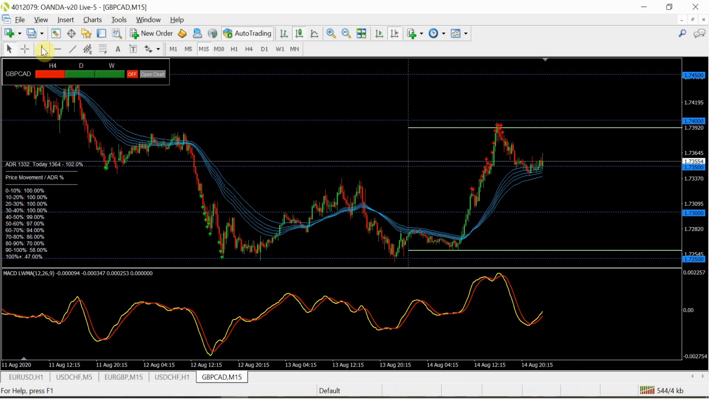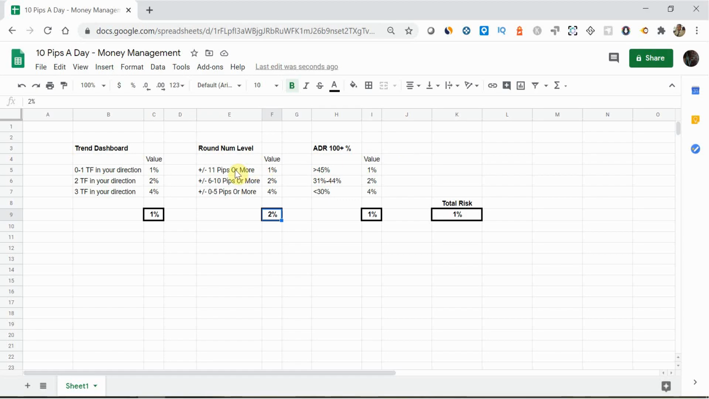So the thresholds I've put in here, I'll work from down to up: if it's between 0 and 5 pips, you give it 4%. If it's between 6 and 10 pips, you give it a value of 2%. And if it's 11 pips or more, you give it a value of 1%.